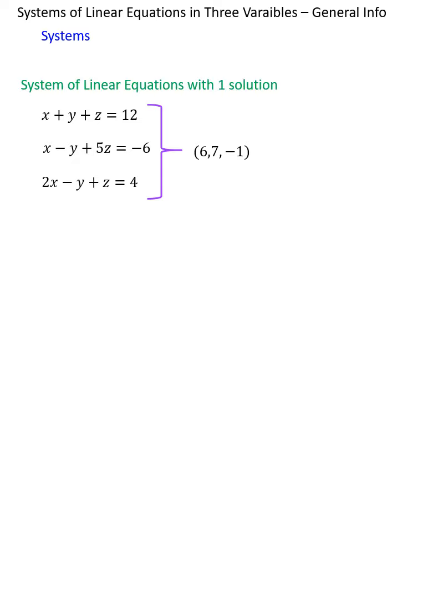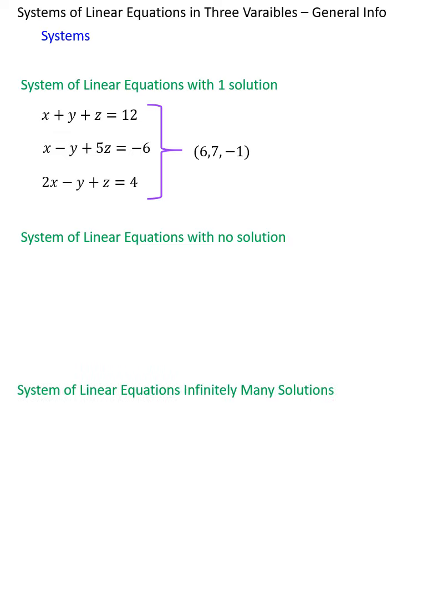It turns out that that's the only ordered triple that satisfies all three of them, and therefore we can call this a system of linear equations with one solution, that solution being 6, 7, negative 1. Again, in video 2 and beyond, I'll show you how to find these numbers. But systems of linear equations sometimes have no solution. It's another possibility. And there's one other possibility: systems of equations can have infinitely many solutions.